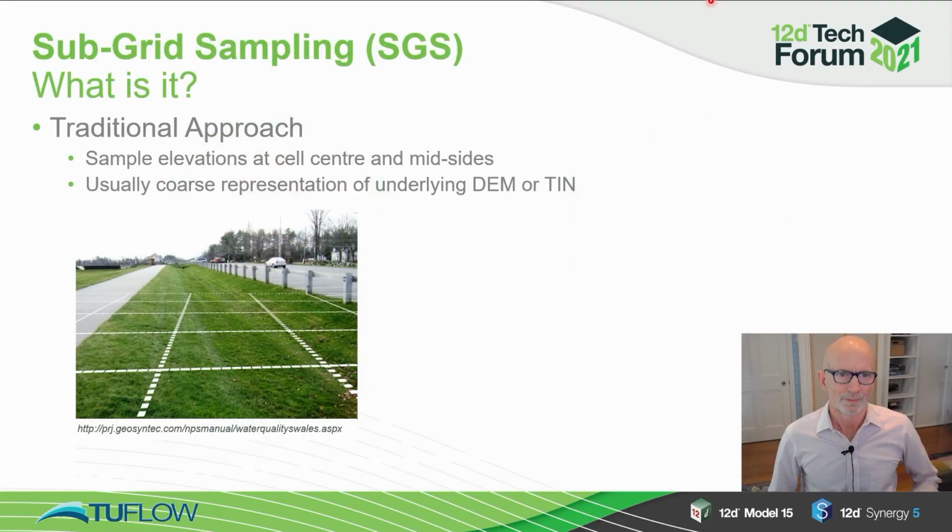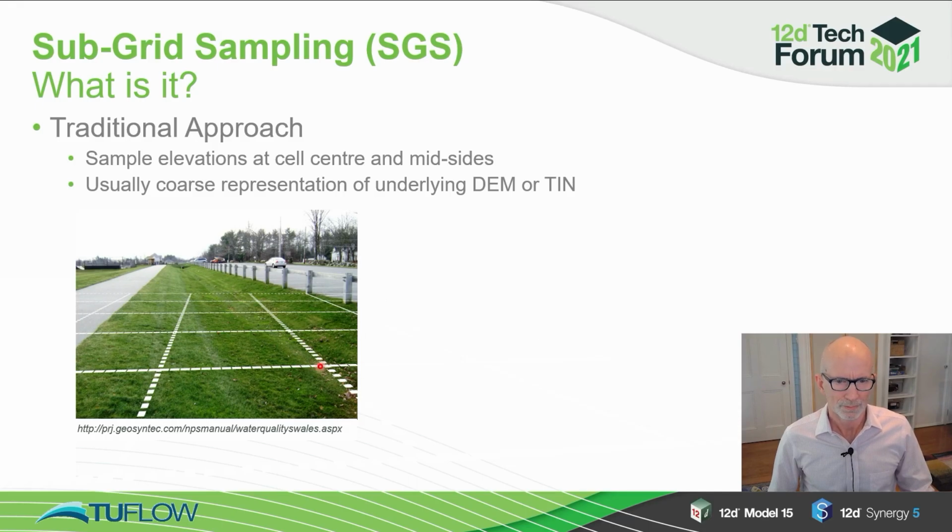So, subgrid sampling, what is it? What does it mean? Well, to try and explain that, I'll just briefly talk about how things have always typically been done for many, many years, and that is to break up your surface area into cells.